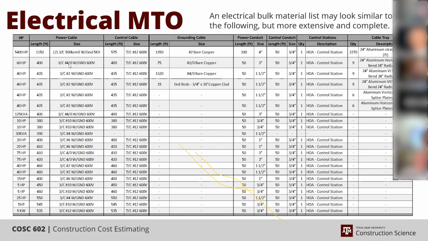For example, you have a 3 conductor 4-aught with the ground. You have 400 feet. So that would be your quantity input. Same with the control cable here. On this one here, you can see where they have the number 2 in parentheses. So it's 1,150 feet of that 3 conductor 500 MCM. It says KCMIL, but it's same as MCM with a 5 kilovolt ground. But there's 2 of them. So that means there's actually 2,300 feet total, but you have 2 cable runs.